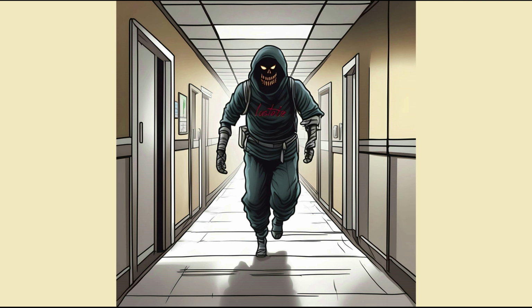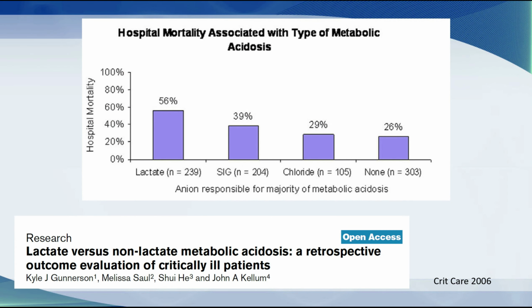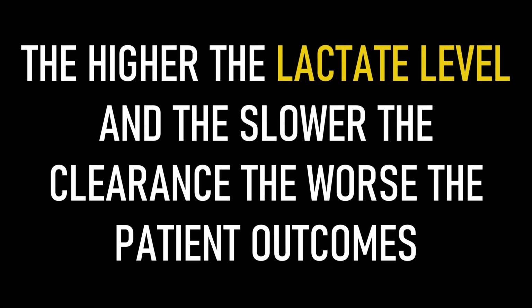So what we should understand from the outset is hyperlactatemia and metabolic acidosis is a poor prognostic sign in critical illness. And you can see by, for example, this particular study where they showed looking at different types of metabolic acidosis that the mortality rate associated with lactic acidosis is very high. But I will principally try and explain that that is caused by diseases that drive up the lactate levels rather than the lactate itself causing the disease. And the higher the lactate level, the slower the clearance of lactate, the worse the patient outcomes.